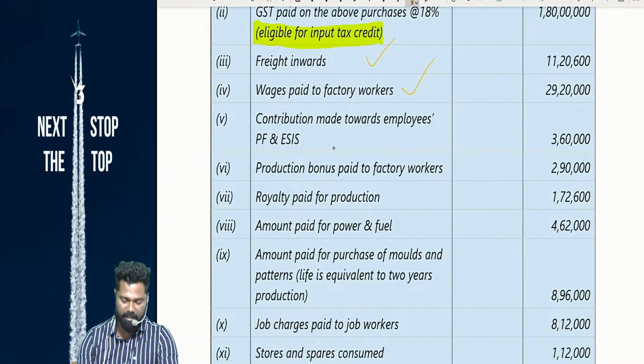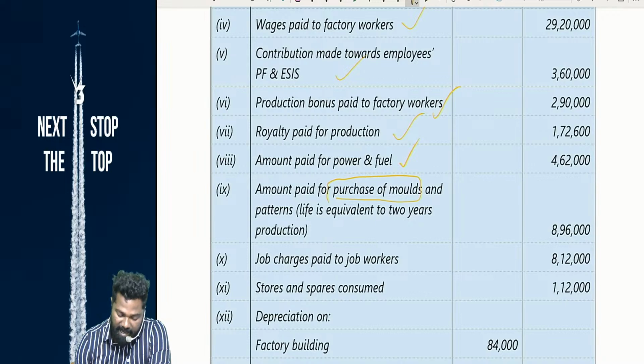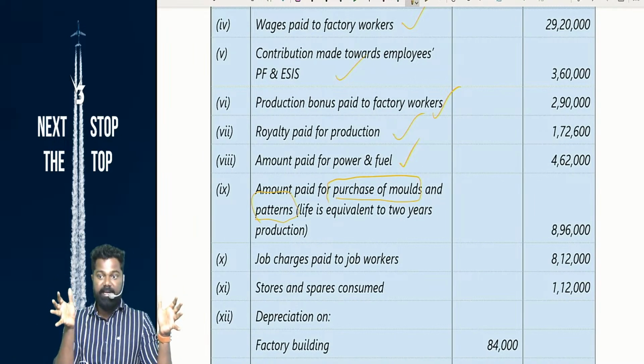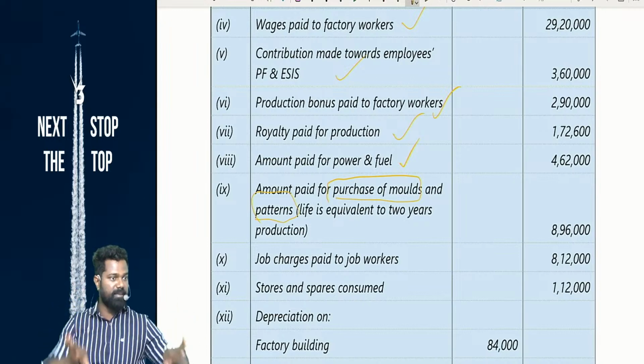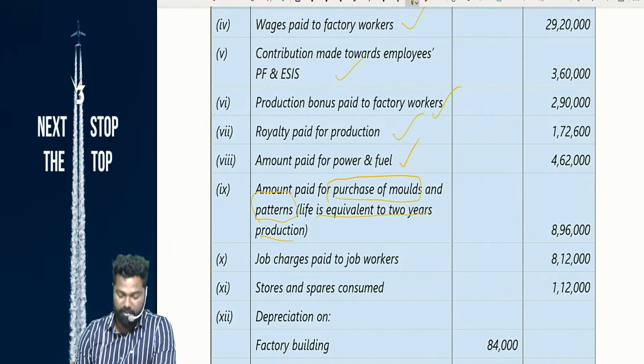Employees' contribution should be considered or not? Yes. Next, bonus, production bonus. Yes. Royalty paid should be considered. Amount paid for power and fuel, considered. Amount paid for purchase of molds and patterns. Molds and patterns: yesterday I was taking an example. Molds used for making an idol of Ganesh, you know, right? They are called molds and patterns. Life is equivalent to 2 years.